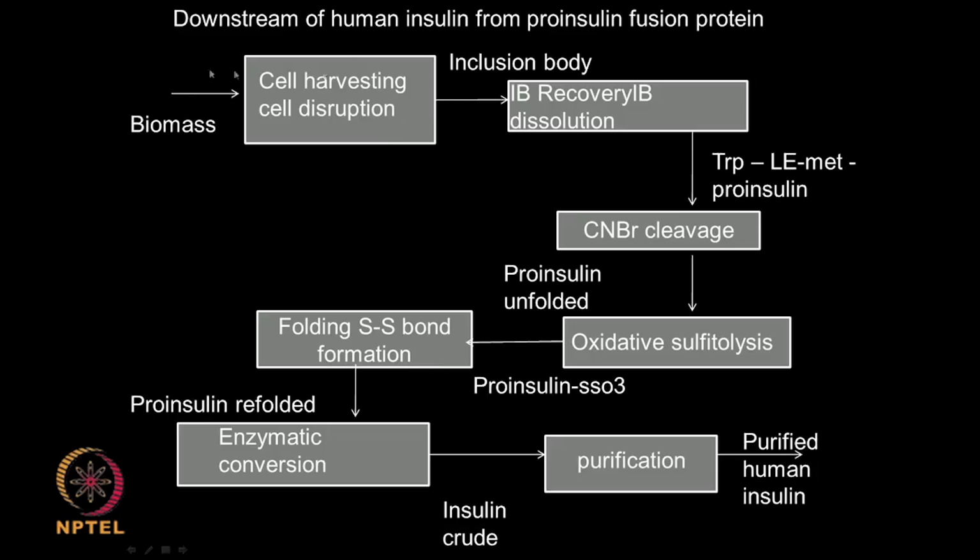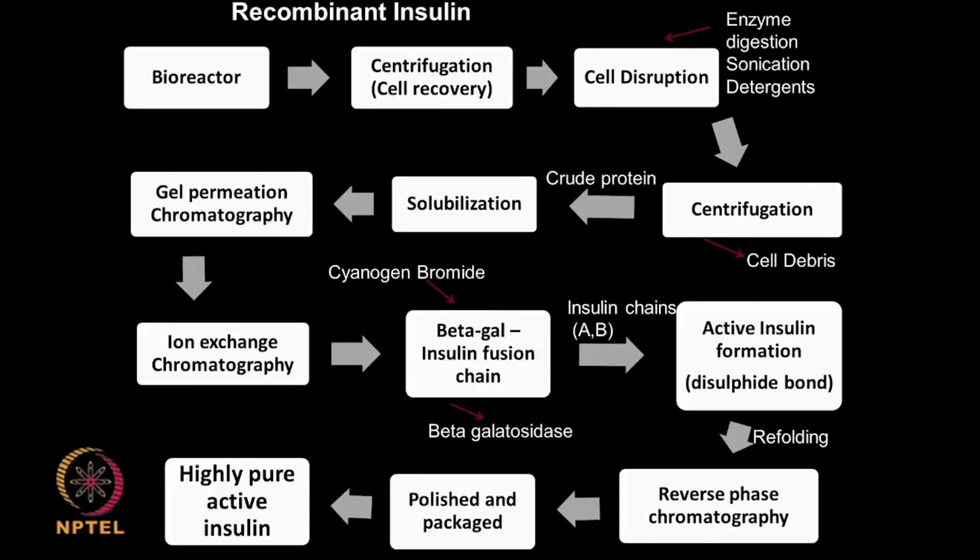So, you have not only the fermentation taking place here, you have certain bioreactions or biotransformation taking place, so that you get your human insulin in the active form. So, this is how the entire flow sheet looks like.